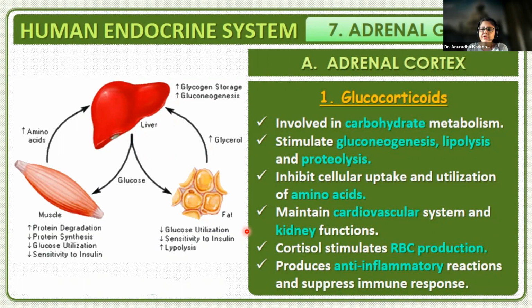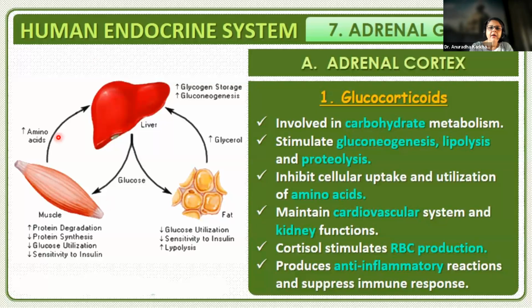So that is your glucocorticoids. Very important functions of glucocorticoids: carbohydrate metabolism, gluconeogenesis, stopping the uptake and utilization of amino acids to make proteins. It will not make proteins, it will make only glucose. It maintains cardiovascular and kidney functions, RBC production, anti-inflammatory action, and suppresses immune response. Did you all understand? Look at this diagram now. It will make things all the more simple.